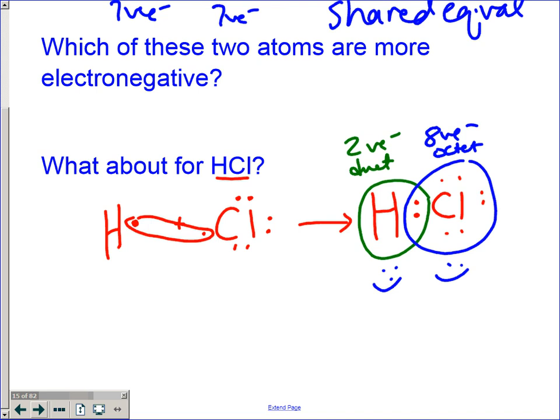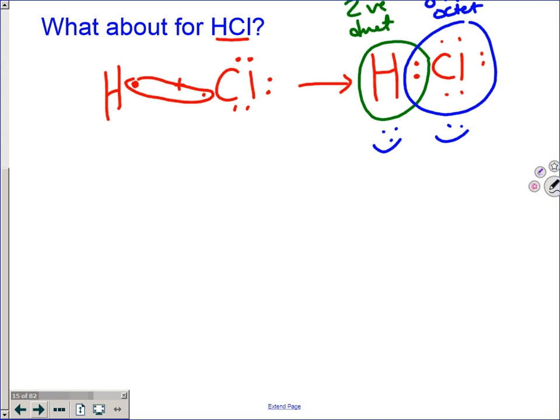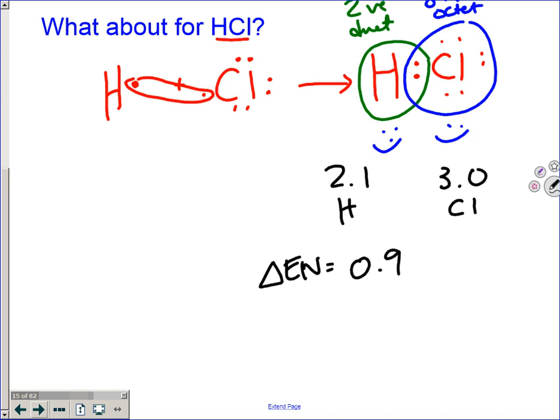Now, before I go on to some more examples, let's look at our electronegativity chart. Look at hydrogen. What is hydrogen's electronegativity number? 2.1 for hydrogen. Okay, what is it for chlorine? 3.0 for chlorine. Math. Subtract these. It's going to be absolute value. 0.9, right? So the difference in electronegativity is 0.9.